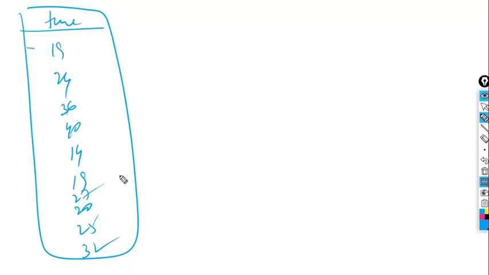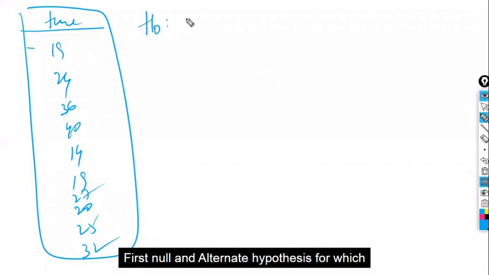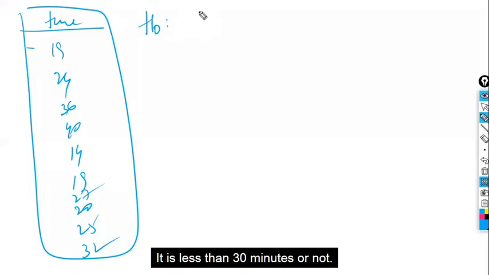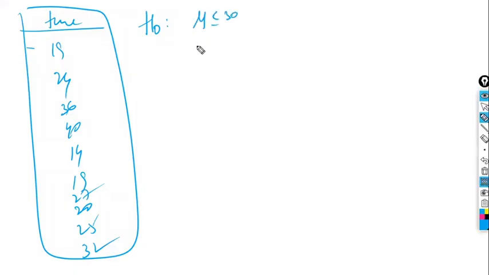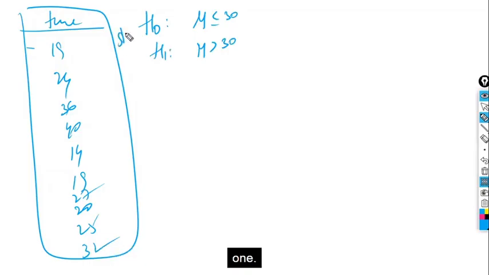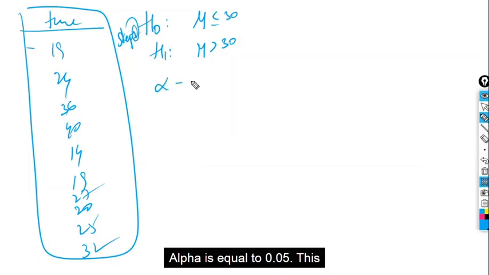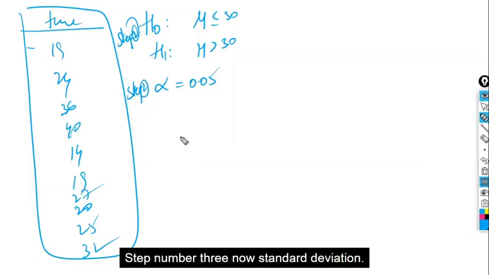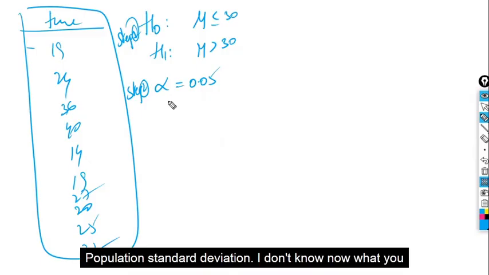What do you have to do? First, the null and alternate hypothesis. What do I want to check? Whether it is less than 30 minutes or not. This is step number 1. Step number 2: alpha is equal to 0.05. Step number 3: now, I'm not going to give the standard deviation. I have not given you the standard deviation. Population standard deviation, I don't know.